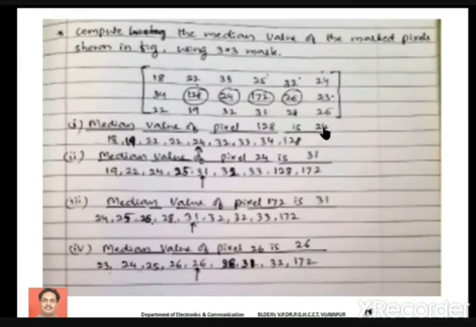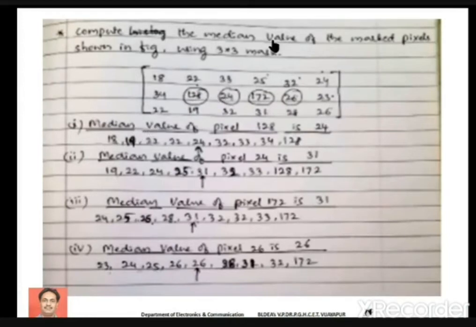Please try to understand what is happening, what the result is. We now replace this 128 by 24 in the image. The idea is that 128 was actually an impulse, the highest value, and the lowest value 18 is also an impulse. In the frequency domain, the lowest and highest frequency components are generally treated as noise. We replace those frequency components with some other value. That's why in the median filter we replace the impulse values with the median.